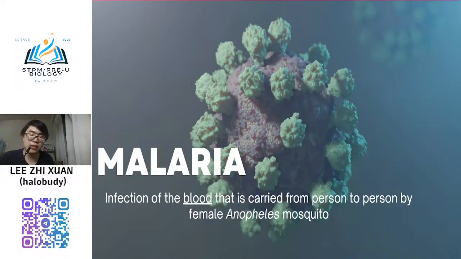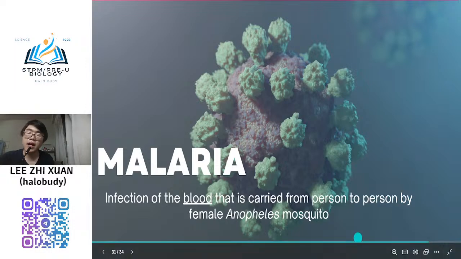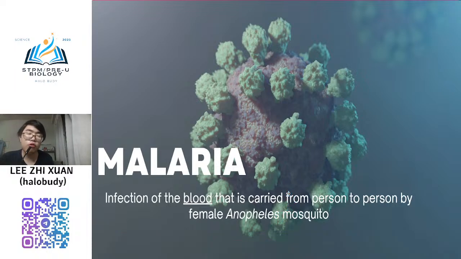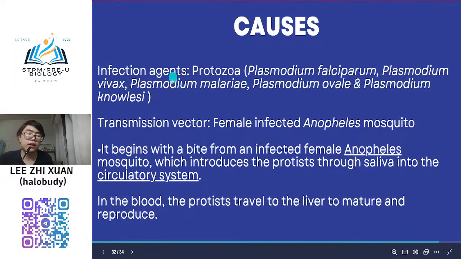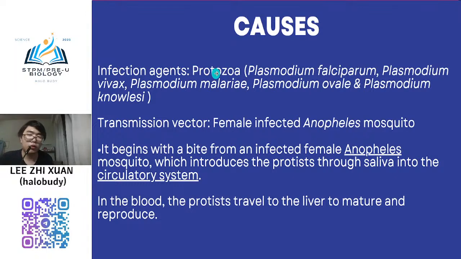Okay, the final one is about malaria. Okay, malaria is one type of disease not very famous in Malaysia, but the transmission method is almost similar to dengue because it is an infection of your blood that is carried from person to person by the female mosquito we call Anopheles. So the causative agent, the infection agent, is protozoa. Compared to dengue, which is a virus, this one, malaria, is protozoa.